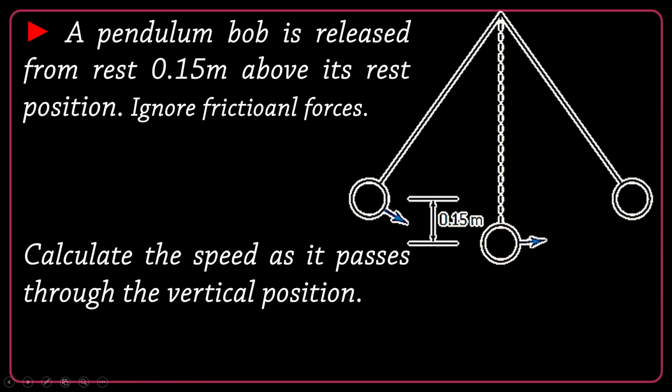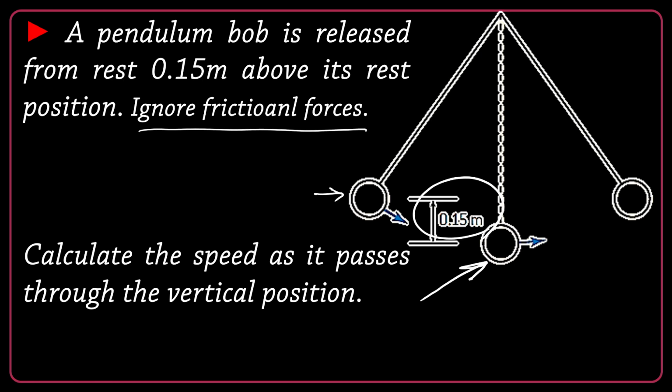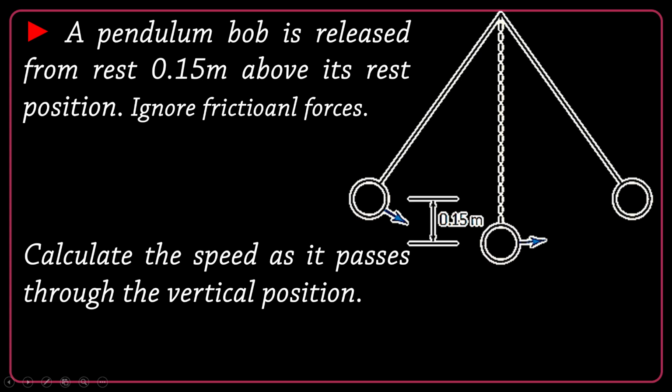A pendulum bob is released from rest 0.15 meters above its rest position. As you see, the rest position is here, and the maximum height is 15 centimeters above it. Ignore frictional forces. If you ignore frictional forces, you can use conservation of mechanical energy. Calculate the speed as it passes through the vertical position. It means that when it's passing through here, we should find the speed, maximum speed actually.